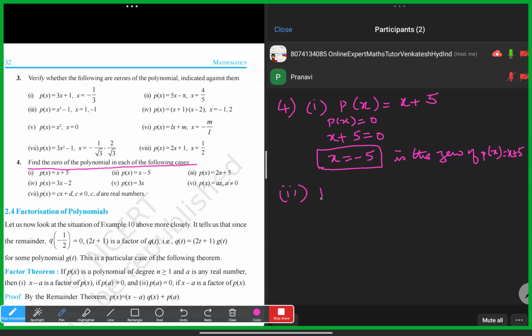Second one. In the second one, p of x is equal to x minus 5 this time. So we need to equate p of x is equal to 0. That is, x minus 5 is equal to 0. So x is equal to 5.